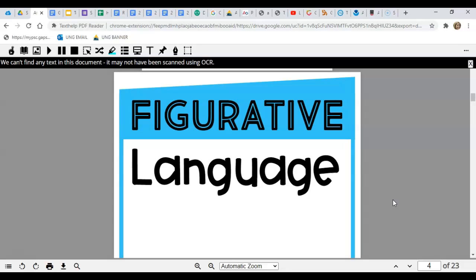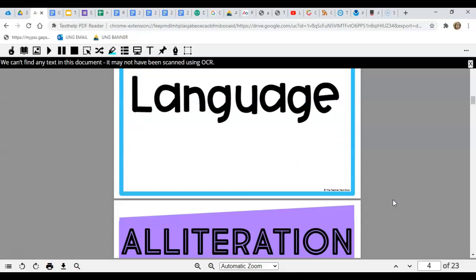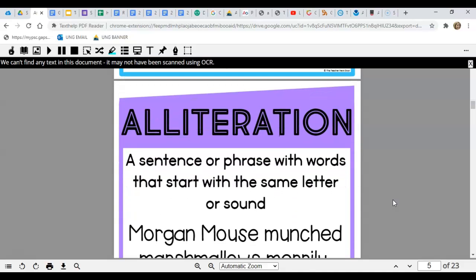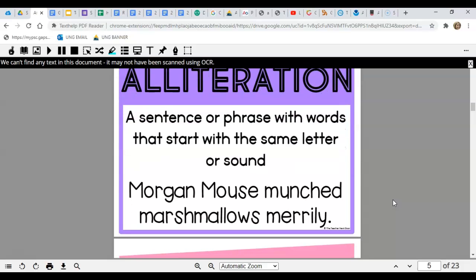So we're going to go over some of the different types of figurative language that we'll be using in class this year, and every year after this, you'll need to know what these are. The first one is alliteration: a sentence or phrase with words that start with the same letter or sound. Remember, it's really the sound, because some letters, like C or S, can sometimes make the same sound. So: Morgan Mouse munched marshmallows merrily. You notice the M here.